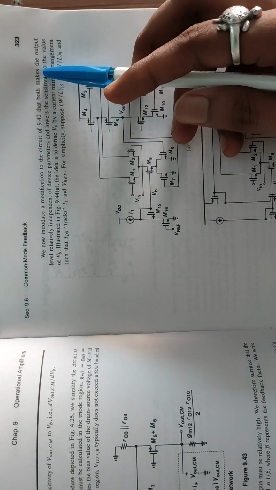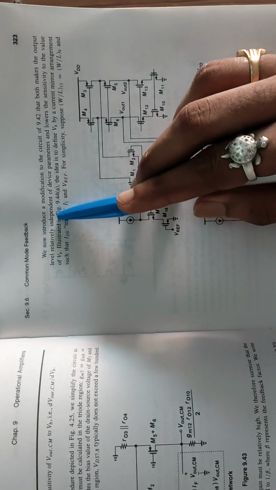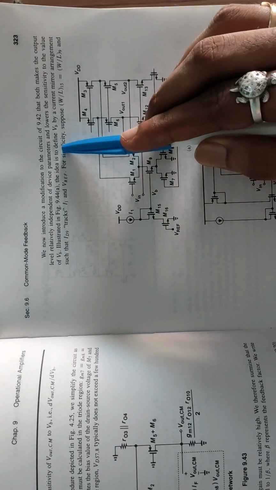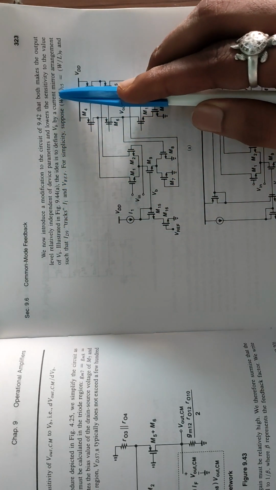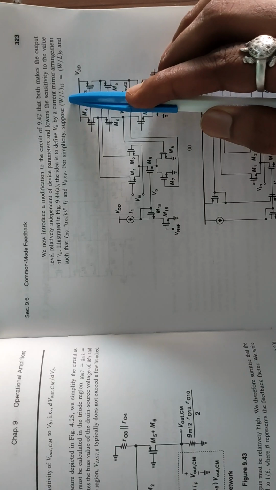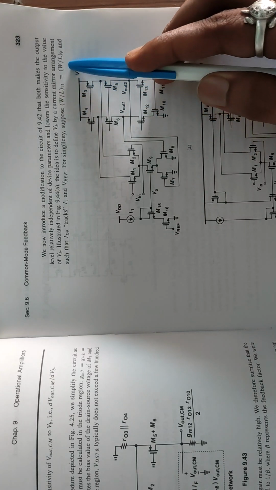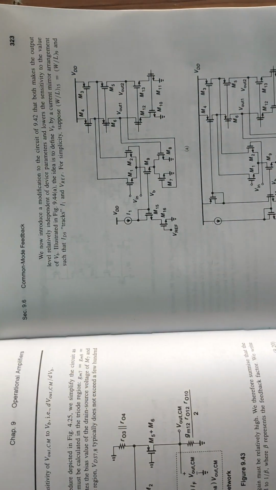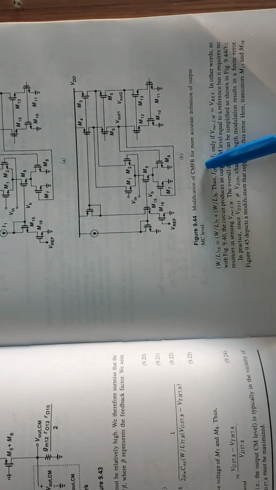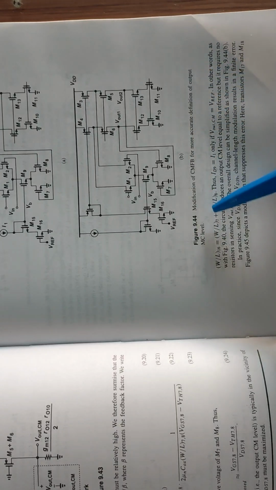We now introduce a modification of the circuit of the figure that both makes the output level relatively independent of device parameters and lowers the sensitivity to the value of VB, illustrated in figure A. The idea is to define VB by a current mirror arrangement such that ID9 tracks I1 and Iref. For simplicity, suppose W/L 15 is equal to W/L9, and here you can see the figure: modification of CMFB for more accurate definition of output CM level.